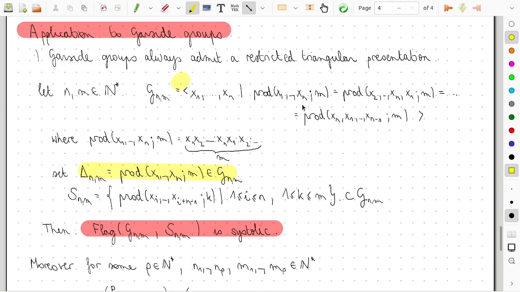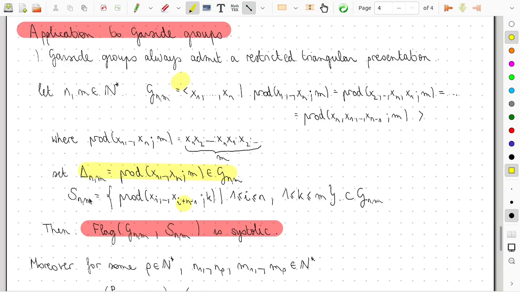This presentation is not a restricted triangular presentation, so we need to find the right set of generators. Well, the set we should consider is a set S_{n,m} of all products x_i to x_{i+n-1} of length k, where i is greater or equal than 1 and less or equal than n, and k is less or equal than m and greater or equal than 1. You should understand those indices modulo n. So this set contains the original generators x1 to xn and all those ordered products of lengths less than m. It also contains delta.